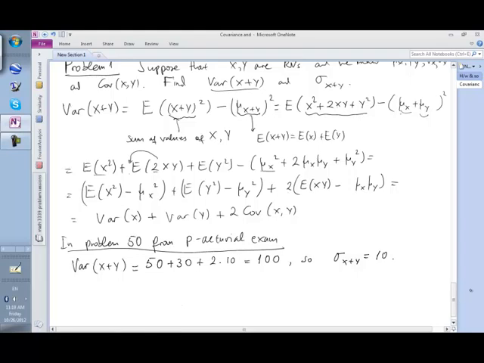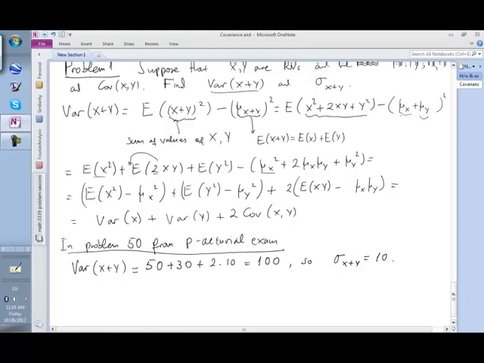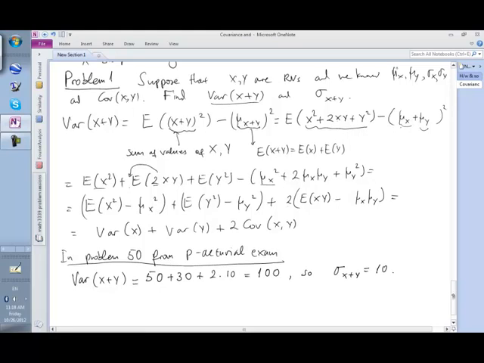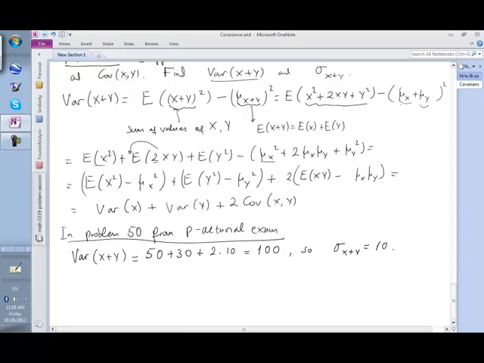So here is an example where I calculate the variance of the sum of two random variables which are not independent. If they're independent, of course, the covariance is zero, and what remains here is the Pythagorean theorem rule. So I generalize the Pythagorean theorem here without needing to assume any independence.